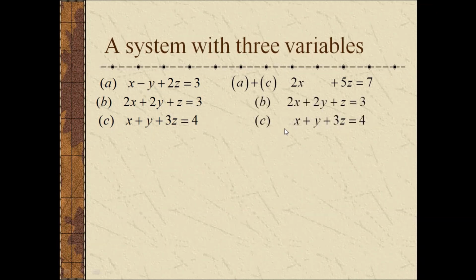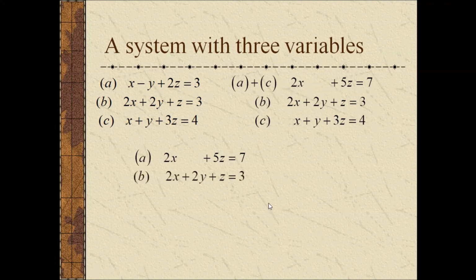The next thing I notice is that if I multiply equation C times negative 2, I'll have a negative 2x to cancel out positive 2x. I'll have a negative 2y to cancel out positive 2y. So that's what I'll do next. Equation A is going to be now that new top equation we had.